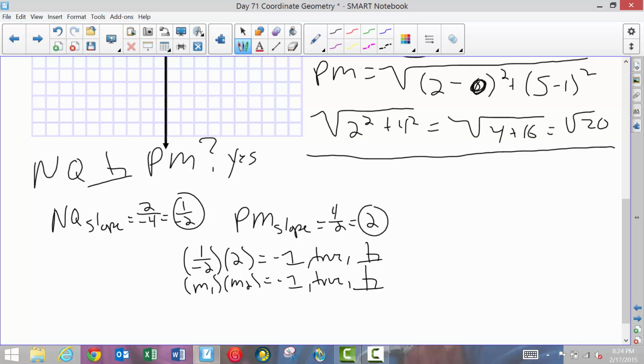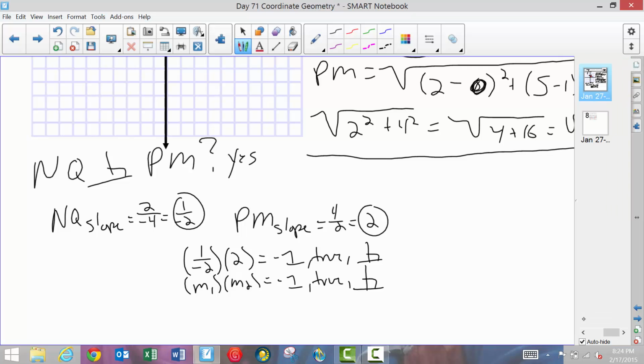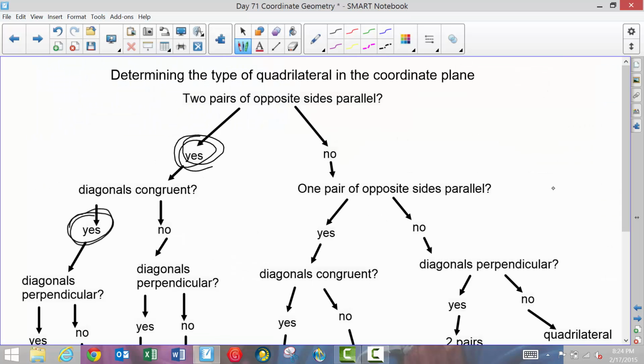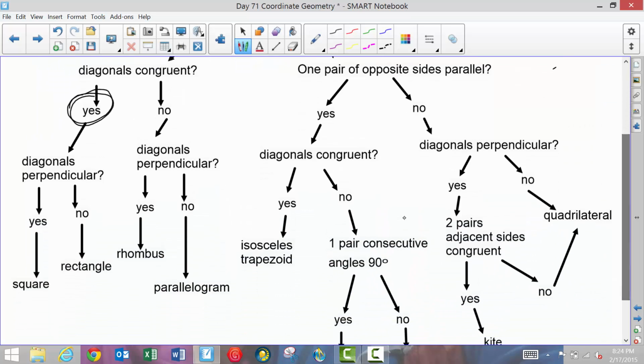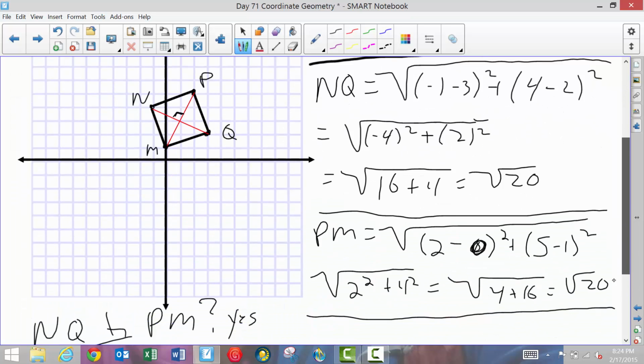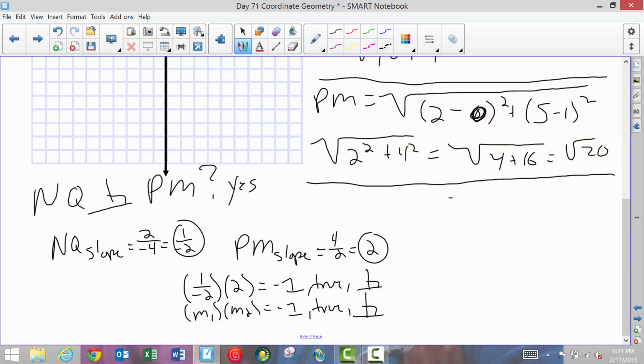So going back to the flowchart, my diagonals were perpendicular, so it's a square. It's a square because the diagonals are congruent and perpendicular.